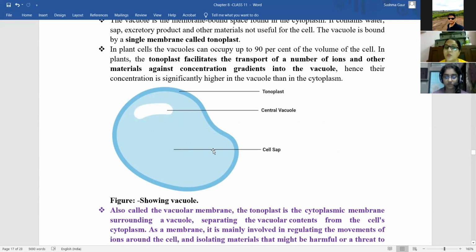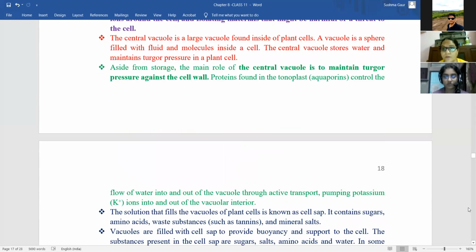Okay, so this vacuole is mainly responsible for storage. All other things other than water will be stored in the cell sap, and the water will be stored in this central vacuole region of the cytoplasm of the vacuole.